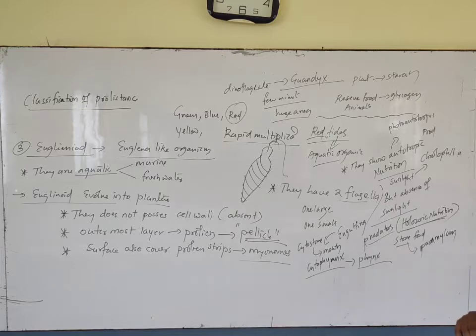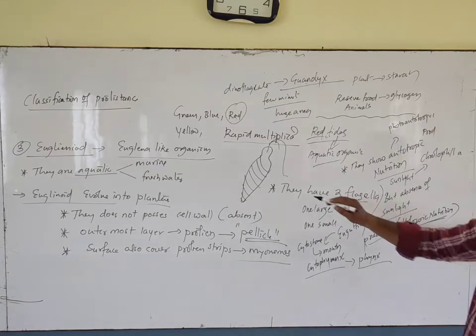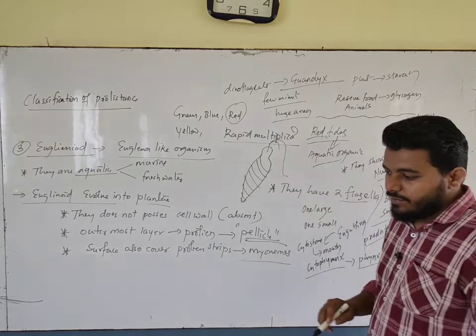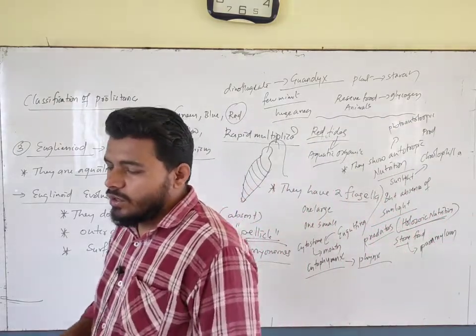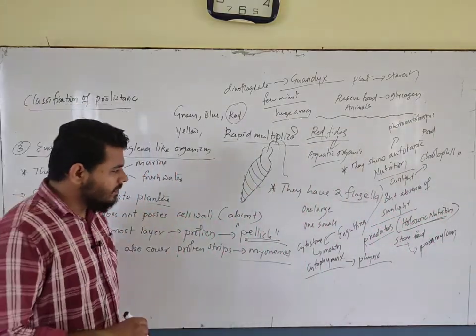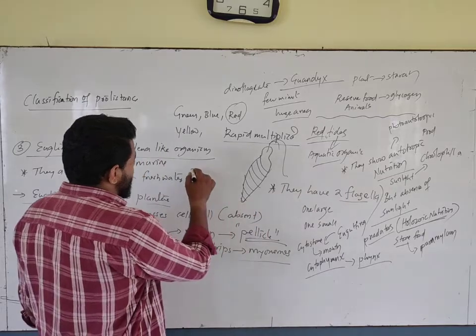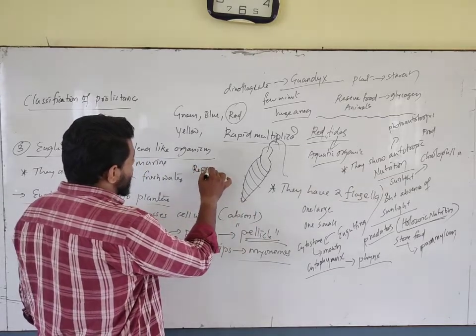Paramylum is a stored food which acts as a reserve food material in Euglena. Okay, the next, reproduction.